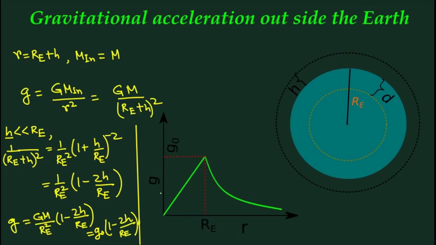If we draw the plot of g versus r, then inside the earth g increases linearly, that is g is proportional to r, and above the surface it decreases as 1 over r square. So it is proportional to 1 over r square.